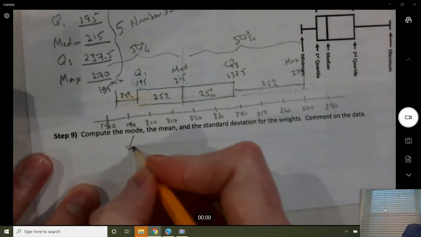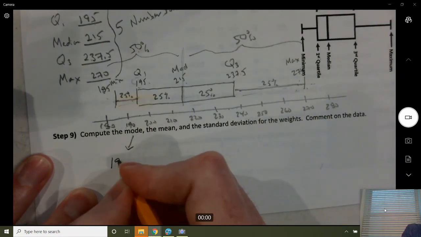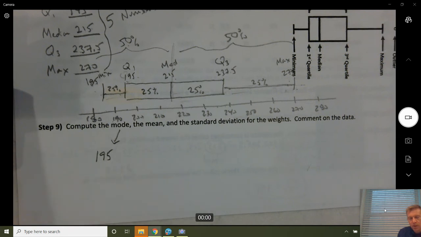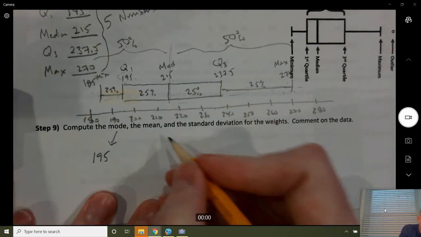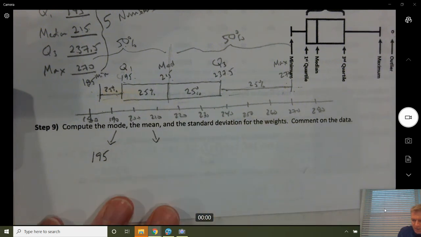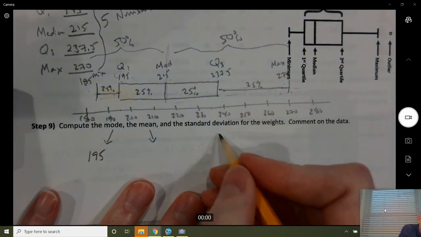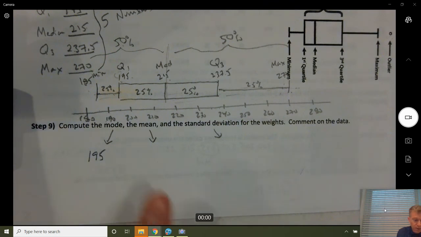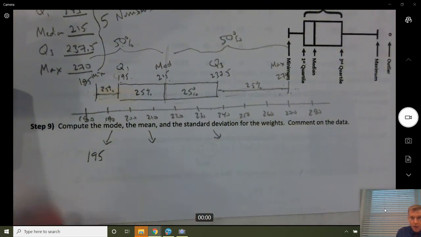There might be data all over the place, but I want to know what did the most people weigh? Well, 3 people weighed that. The mean, you add them all up and divide by 17. Standard deviation, okay. That I'm going to show you how to do.